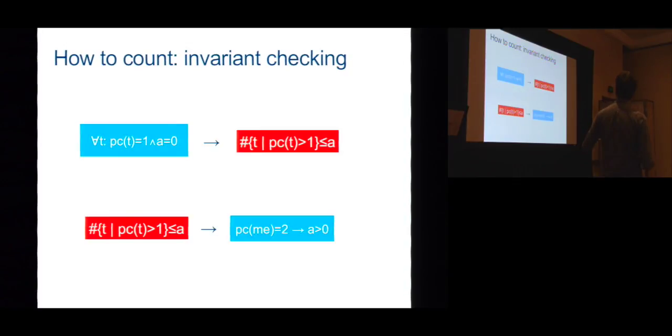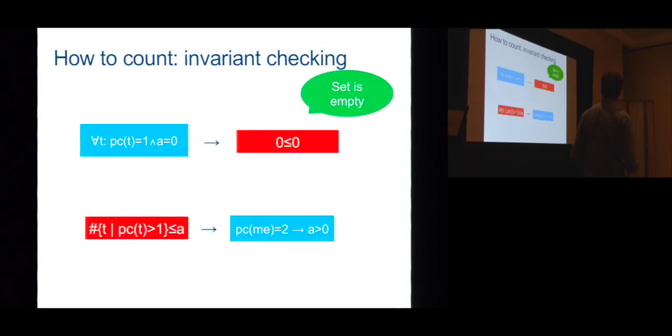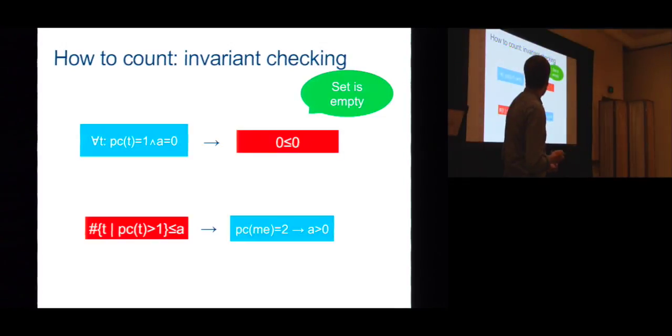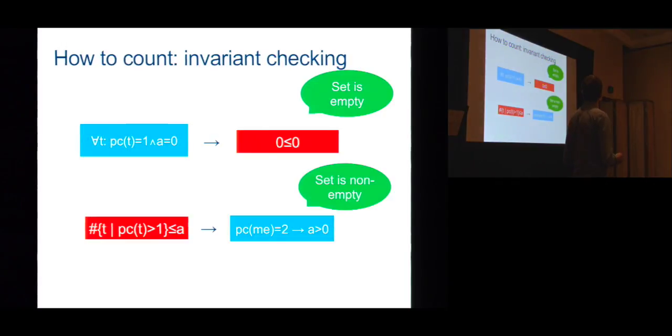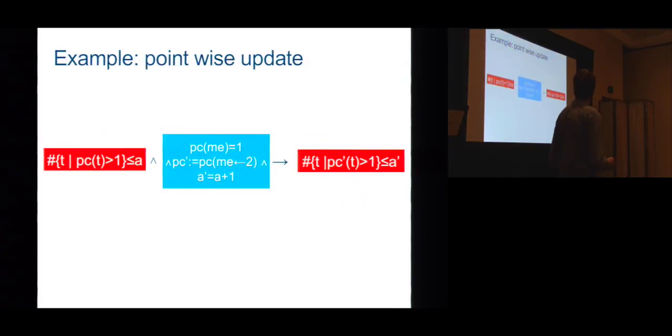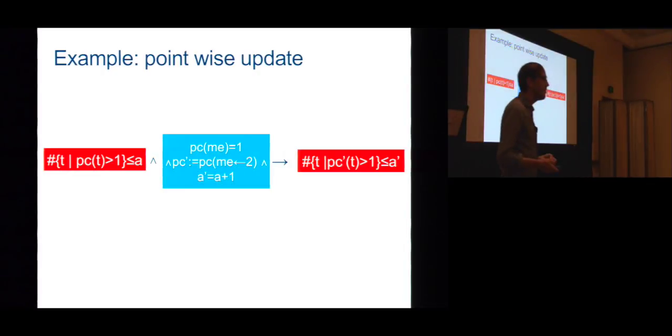We give you an idea of the arguments that are being used. The first clause: all threads are at location 1. We know that the set of threads at location larger than 1 is empty, and A is bound to 0, so we have 0, and that's trivially satisfied. Okay, for the thread at position 2, there's at least one element in the set, so A is bigger or equal, to prove.